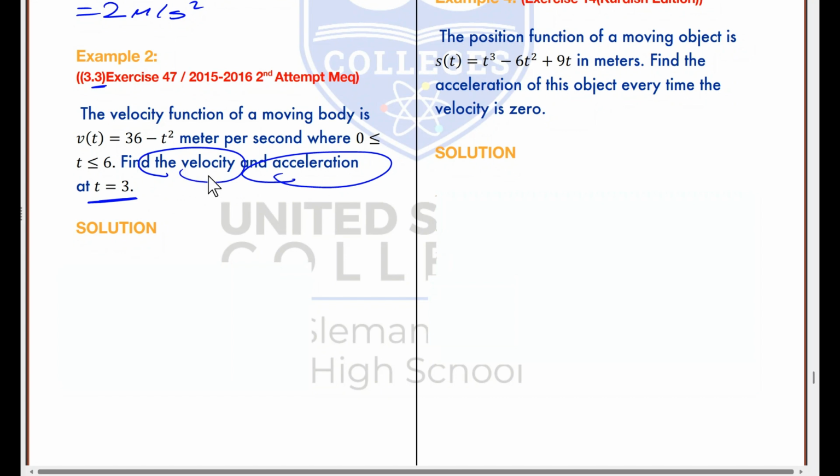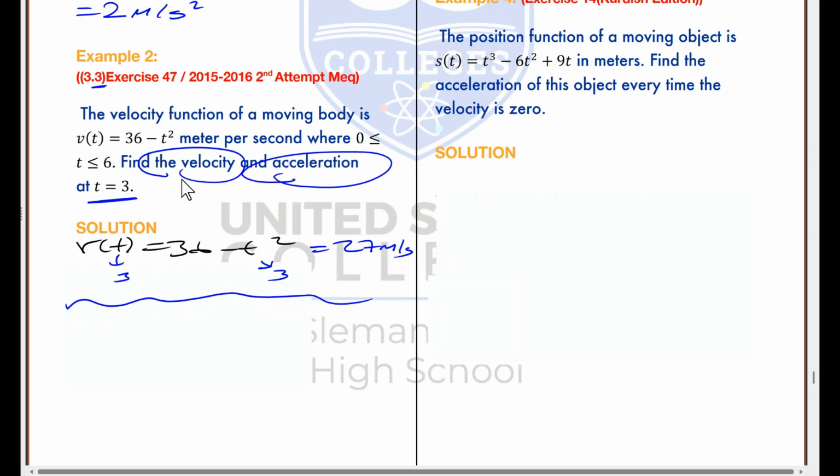So the velocity function is already given, so we are not finding anything. We will just evaluate the function at 3. So switch your t with 3. So 3 squared is 9, 36 minus 9 is 27 meters per second. So this is the first part. I am done with finding velocity.